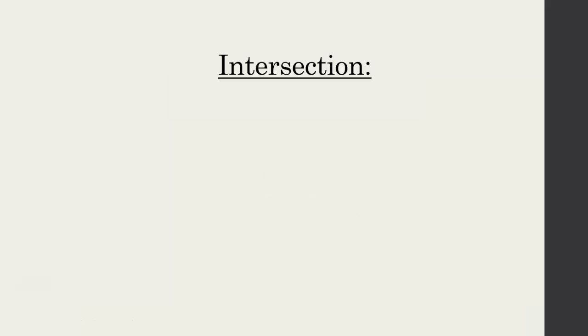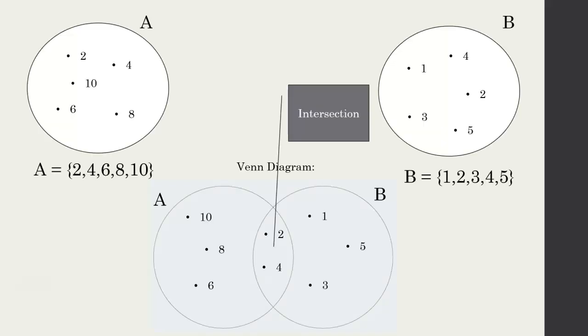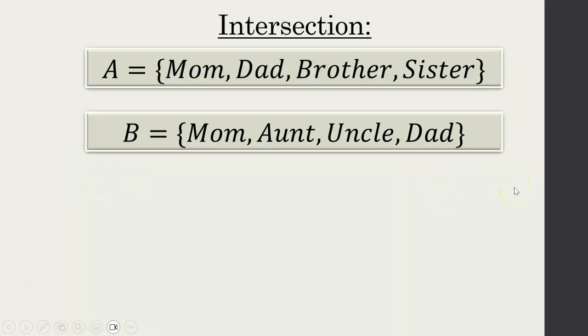Intersection. You would have heard this before when you were looking at Venn diagrams. In one of my other videos, I was talking about Venn diagrams and I gave this example. The intersection for these two sets is: what do they have in common? This little bit in the middle: 2 and 4. Because look, 2 and 4 are in A, and 2 and 4 are also in B.